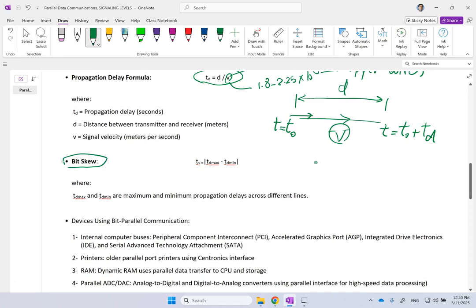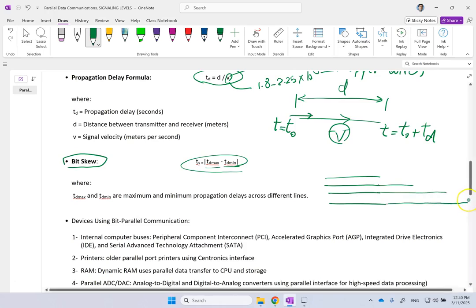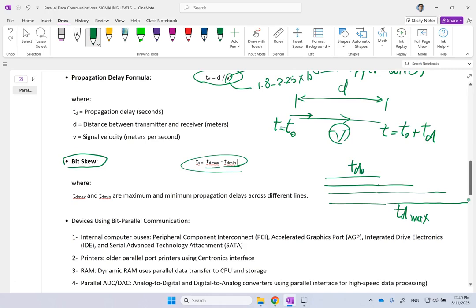Okay, this is the max delay minus the min delay in absolute value. What is that? Well, here you're sending these data in several lines. Sometimes these lines are going into different locations. The length of the wire for them is different. So one of them is shorter, one of them is a little bit longer, one of them could be longer, one of them could be very long. So this one is going to have some maximum delay time, and this one is going to have some minimum delay time. Not all of the information is reaching its target at the very same time.